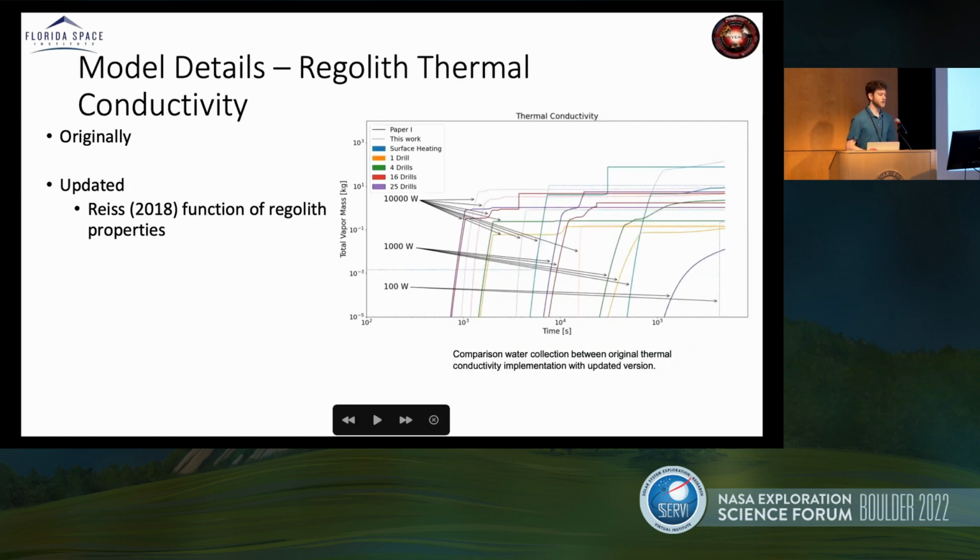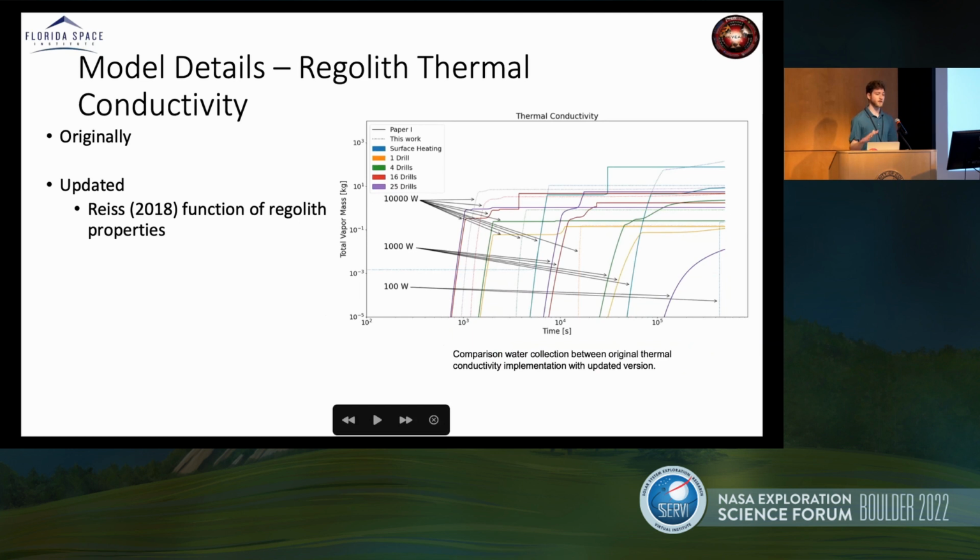The last thing we updated was the thermal conductivity. Originally, this was just the average between the regolith and the water ice that was present, which generally came out to be 0.7. But I went ahead and implemented the Rice equations for regolith thermal conductivity, which takes into account the thermal conductivity of water ice and the thermal conductivity of regolith.